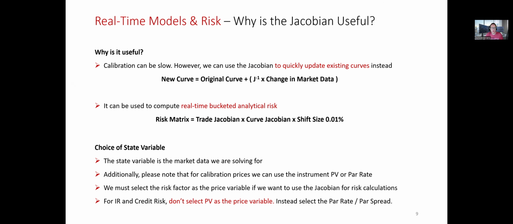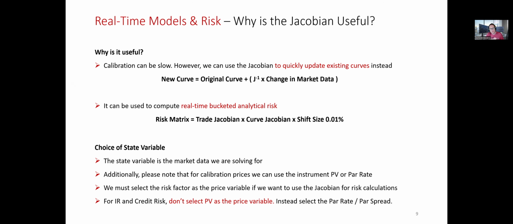We can perform a full calibration, and perhaps that's slow. Perhaps that takes 30 seconds. Perhaps that takes a minute. And then once we calibrated once, that calibration might be slow, but the next time the market data changes and we need to perform an update, instead of doing a full calibration, we can just refresh the original curve.